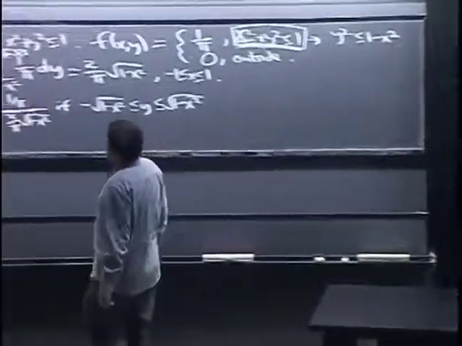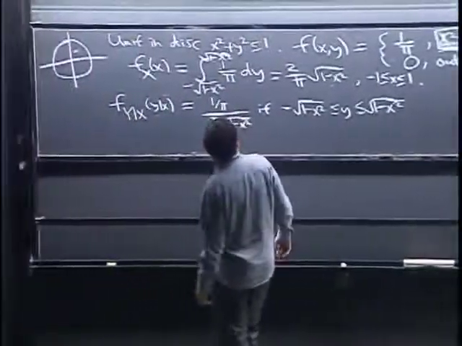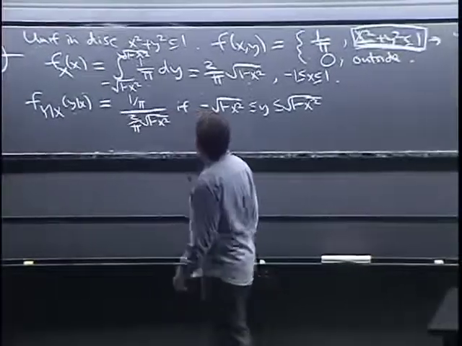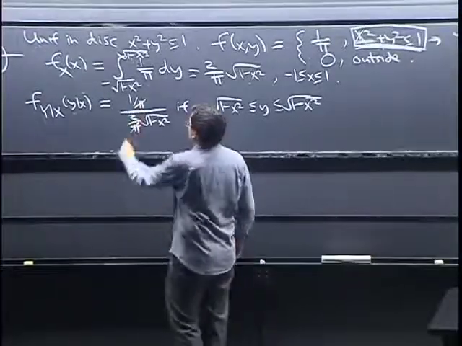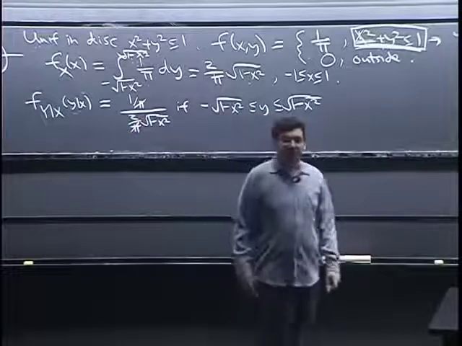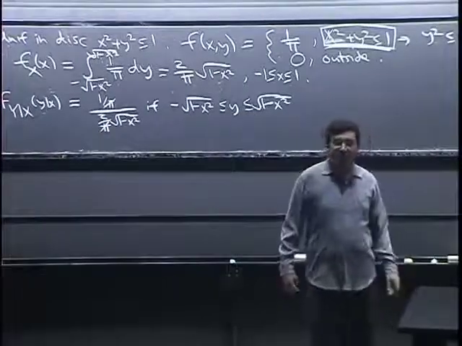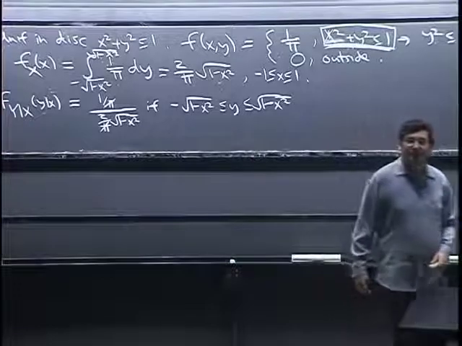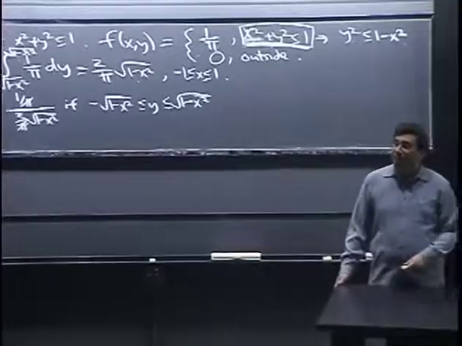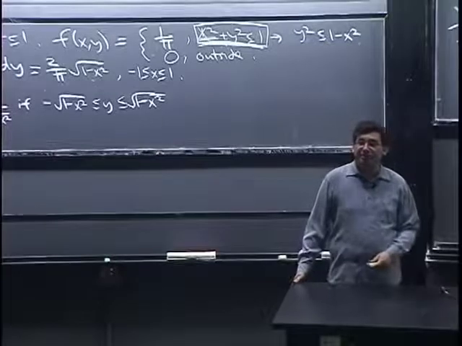So the pi's cancel. And that looks kind of ugly. Well, what would be another way to say what this conditional density is? But you're treating x as a constant.